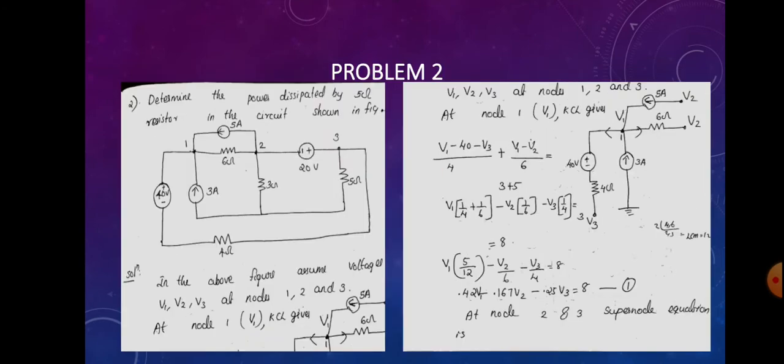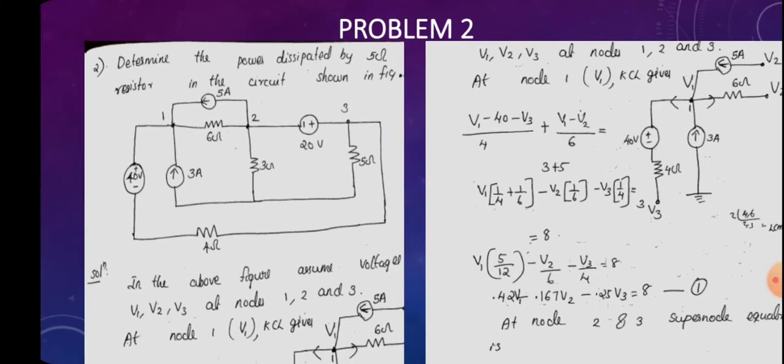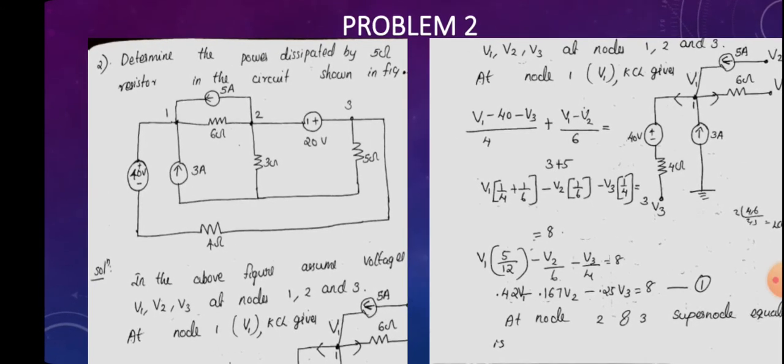We will go for another problem, that is problem number 2, and its question is: determine the power dissipated by the 5 ohm resistor in the circuit shown in the figure. So that is the circuit diagram. Look at the circuit diagram, and you are asked to find the power dissipated by the 5 ohm resistor. There is a 5 ohm resistor, and you have to find the power dissipated in that resistor.